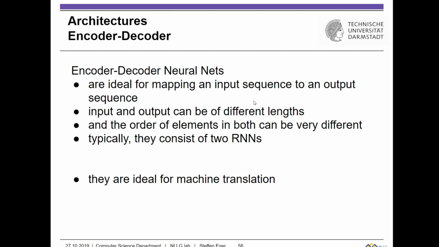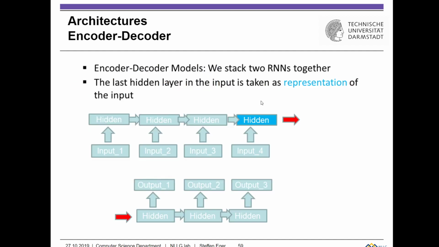Good, then finally the third architecture is an encoder-decoder model. As I've said, they're ideal for mapping an input sequence to an output sequence, which can be of different length, and the order of the elements can vary. That's the case in machine translation between languages that are not closely related. And encoder-decoder models, also up until 2018, consisted of two RNNs.